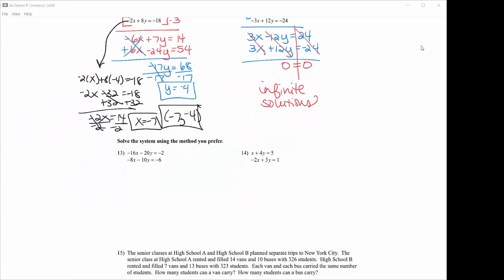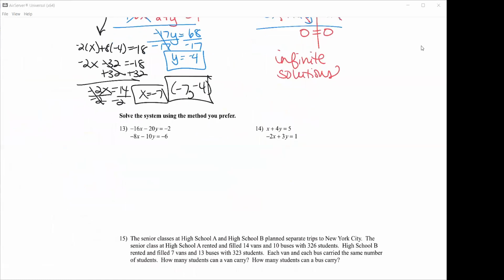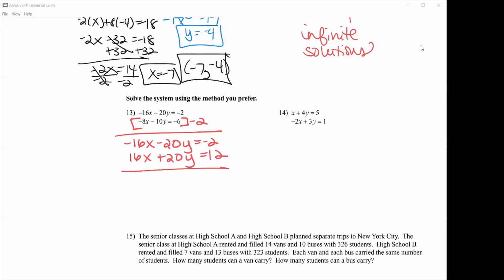Okay. All right, now here for 13 and 14, you can use whichever method you would prefer. 13, because of the way it's set up, standard form over standard form, it lends itself towards elimination. So I'm going to multiply the bottom by -2. So the top is -16x minus 20y equals -2, and then positive 16x on the bottom plus 20y equals positive 12. So here the x's cancel out and the y's cancel out, leaving me with 0 on the left. But on the right, I have -2 plus 12, which is equal to 10. So this is a no solution.